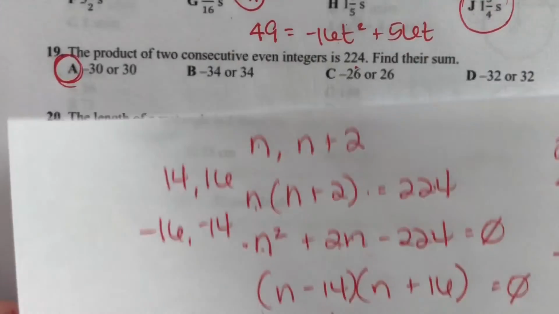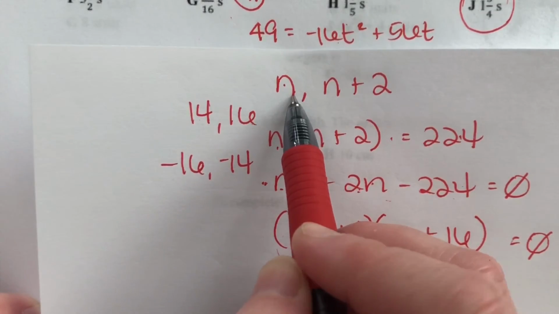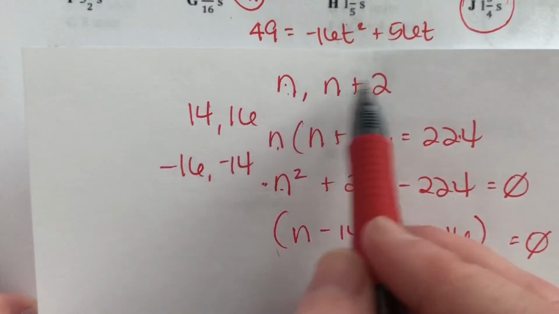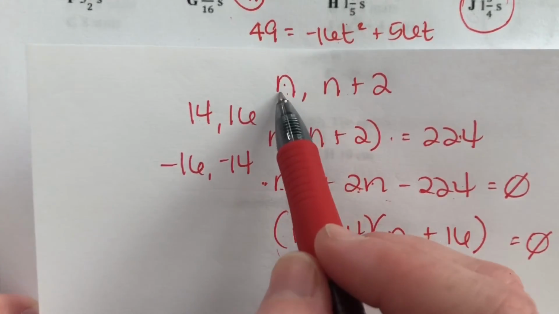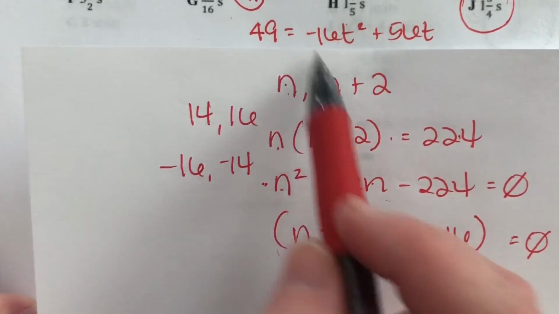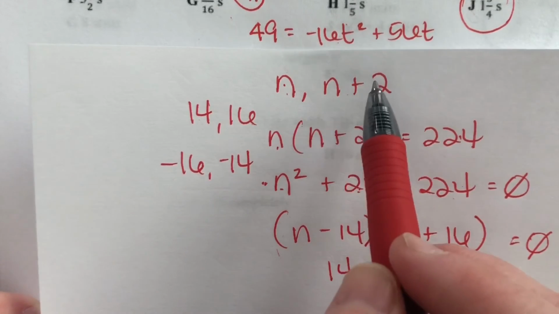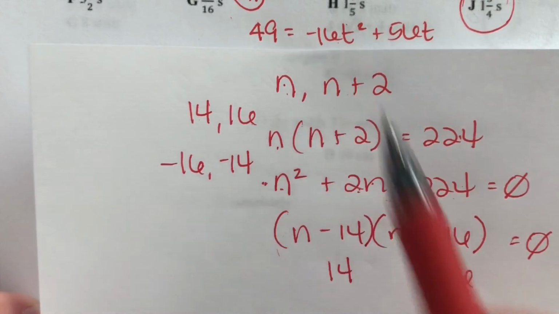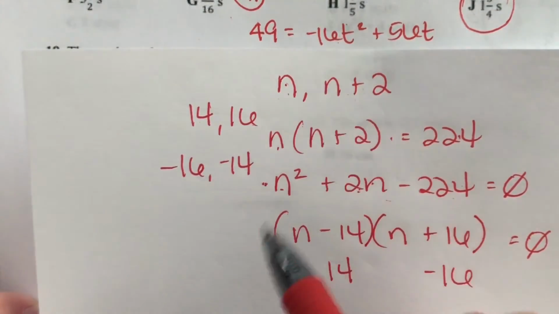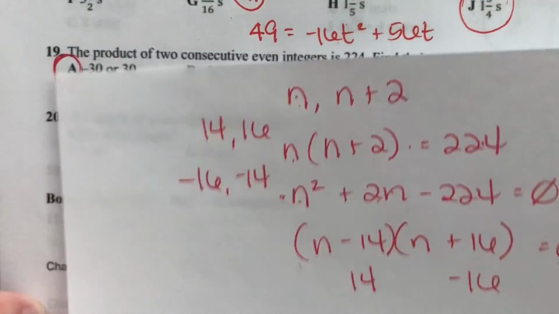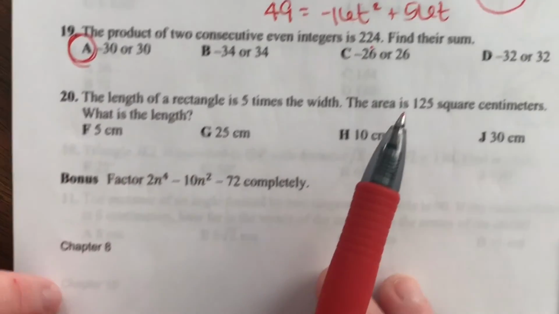Okay, so if my two consecutive integers start with 14, 14 plus 2 is 16. My two numbers would be 14 and 16. If my first integer here was negative 16 and I add 2, that's negative 14. So I've either got 14, 16 or negative 16, negative 14. Either way, when I add them, I get positive or negative 30. Hope that makes sense.